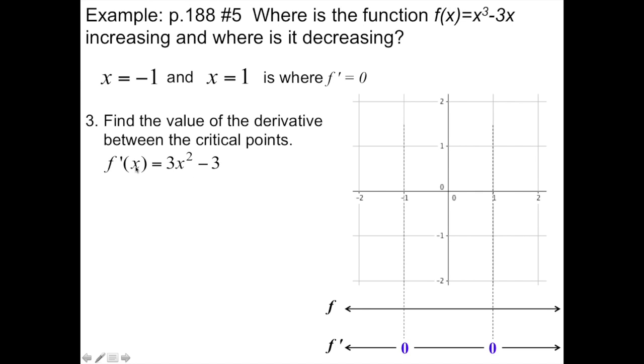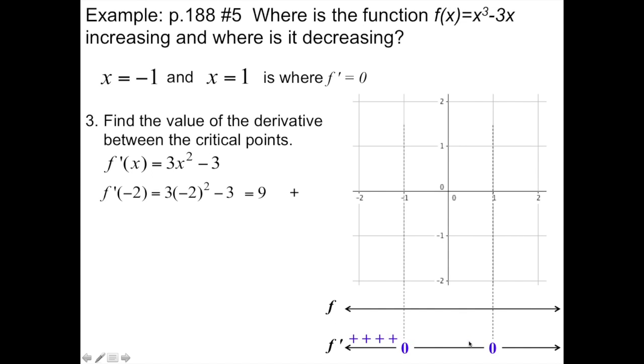So we're going to look at the derivative, and let's pick a point on this side of the first critical point. Let's pick x equals negative 2. When I plug in negative 2, I square it and get 4, times 3 is 12, minus 3. That gets me 9. So it's a positive number, which means I have a positive derivative in this region, so I have an increasing function.